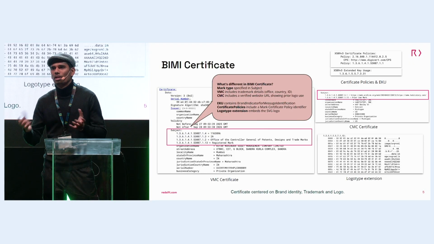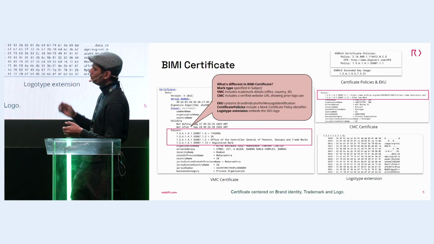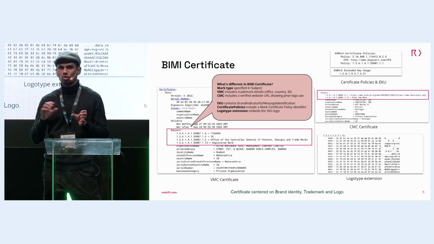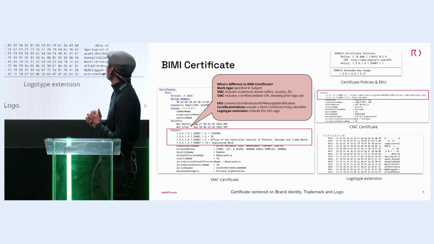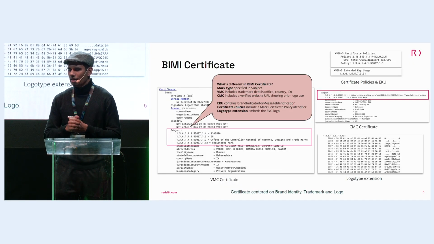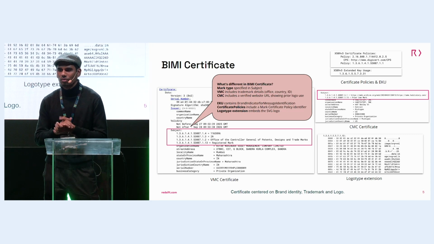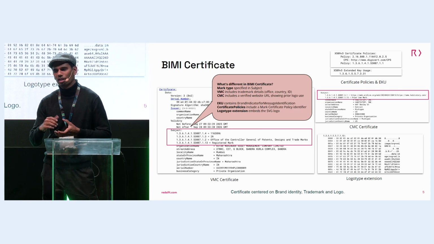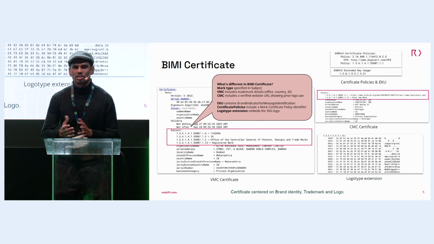for at least 12 months. That's how the validation works. And in the subject, you then have a prior use mark source URL, where the logo has been validated. That's the case for CMC. Along with that, in the certificate policies, you have the certificate mark policy identifier, and then the extended key usage indicating BIMI usage.